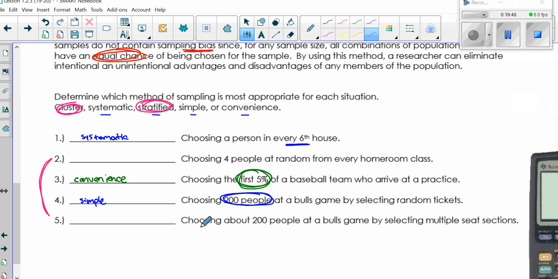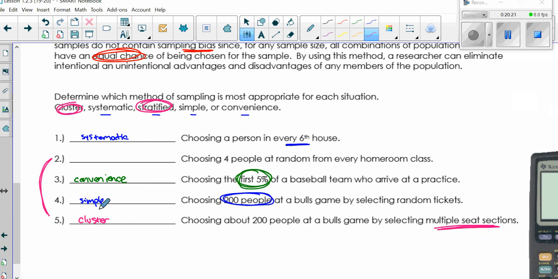Okay. So notice that this says choosing about 200 people at a Bulls game by selecting multiple seat selections. Okay. Notice it says multiple seat selections. This means that this would be a cluster because you're selecting the whole group. So you're picking multiple seat sections. That'd be like saying, I'm going to select section 123, and everybody in that group wins. Okay, and you keep doing that until you choose about 200 people.